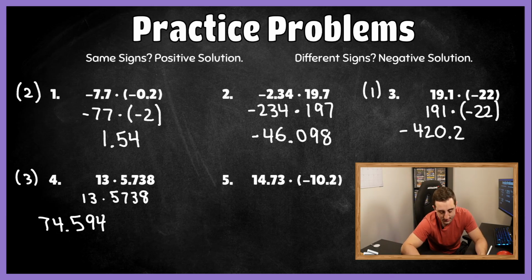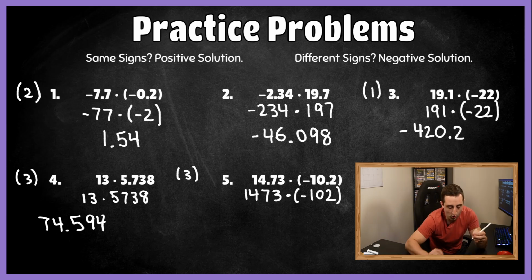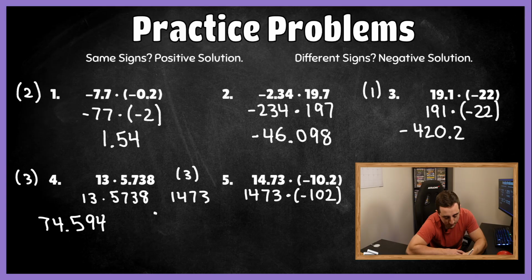So different signs, negative solution at the very end. 3 numbers behind the decimal points in total, and then let's rewrite it without the decimal point at all. So 1,473 times negative 102, and now we can go ahead and multiply these. So we have 1,473 times 102.